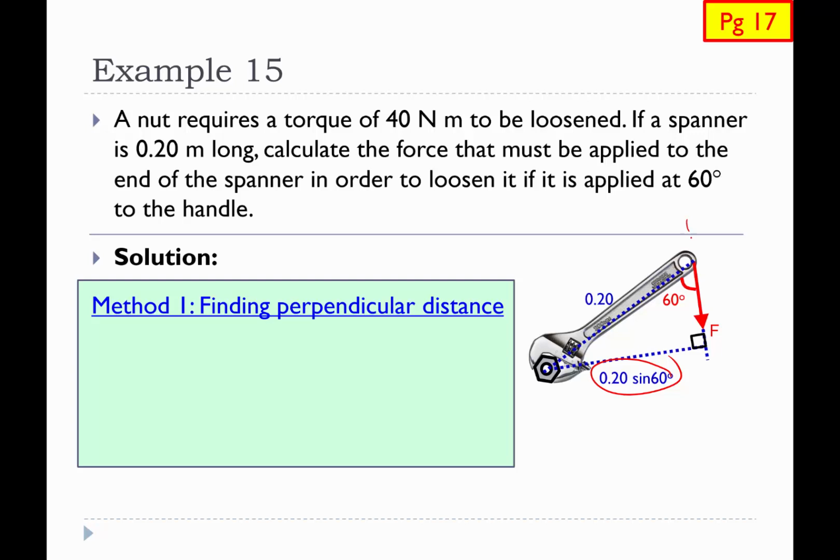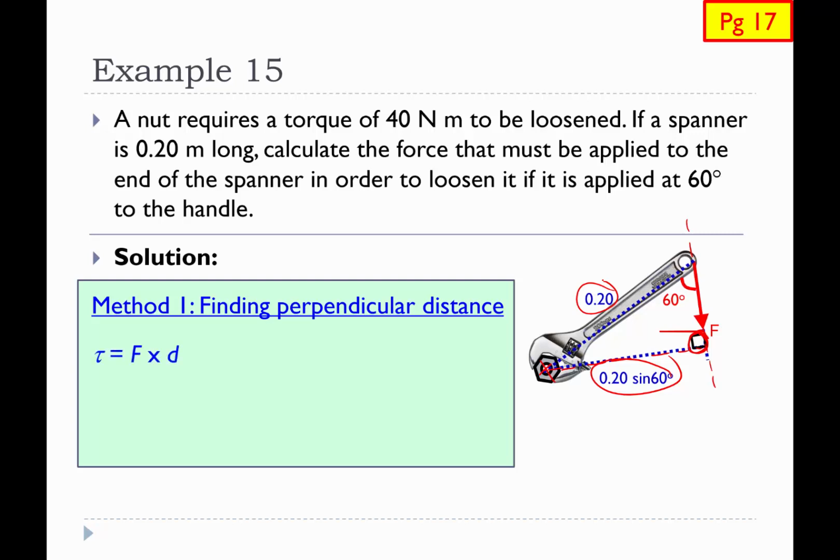We extend the line of action of the force. From the pivot, we draw a perpendicular distance from the pivot to the line of action. So this is the 90 degrees here. And because we know that the hypotenuse is 0.20, using a right-angle triangle, we can find that the component of that 0.20 should be 0.20 sine 60 degrees.